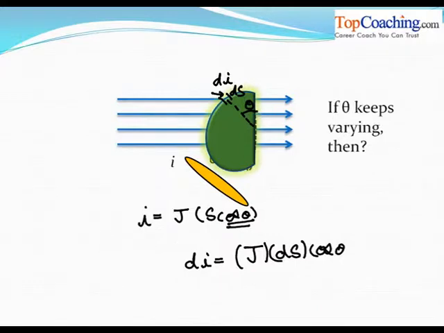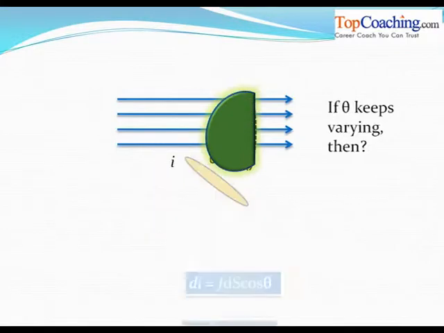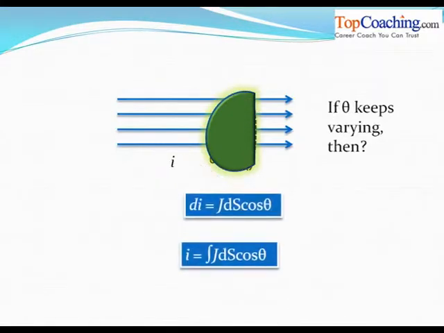And then you can integrate this current from this position to this position, and you can integrate the right side like this, isn't it? And then you can express the value of ds in terms of theta. So dI is J ds cos theta, and I is integral J ds cos theta. Understood? Now this is an important formula, and you must again remember it.